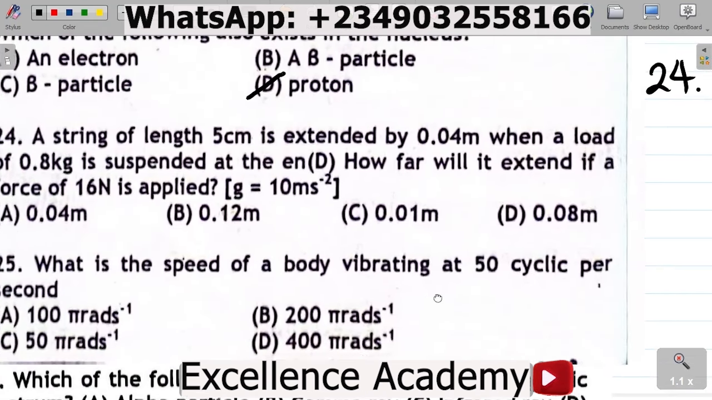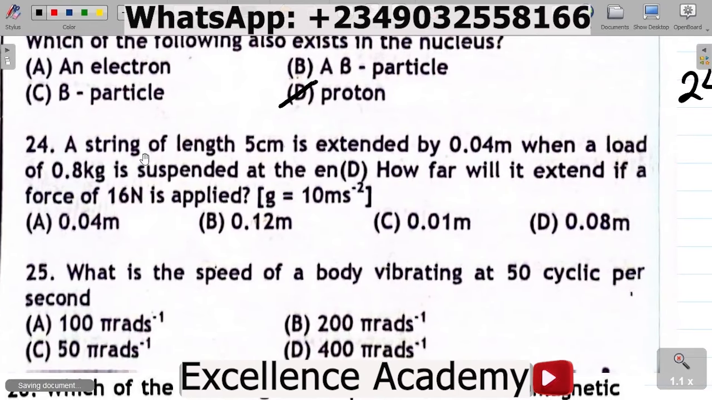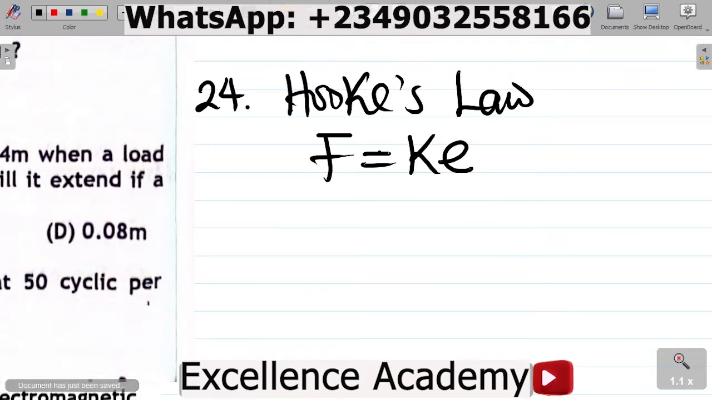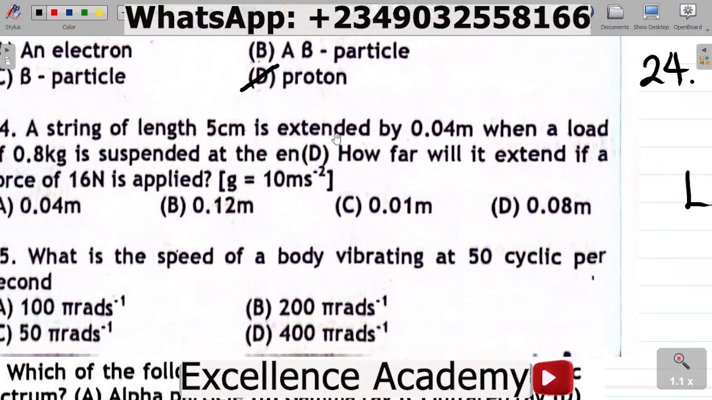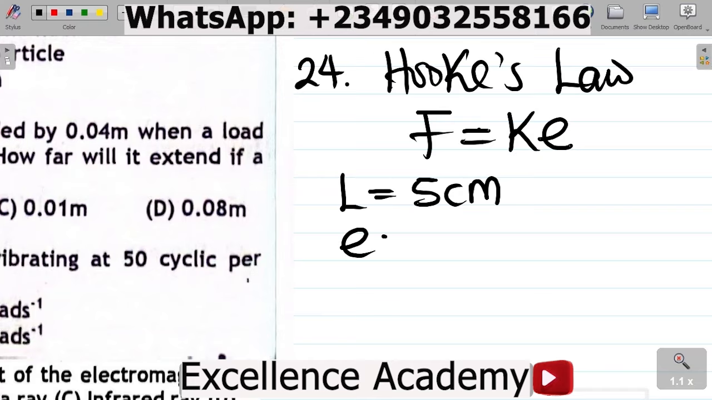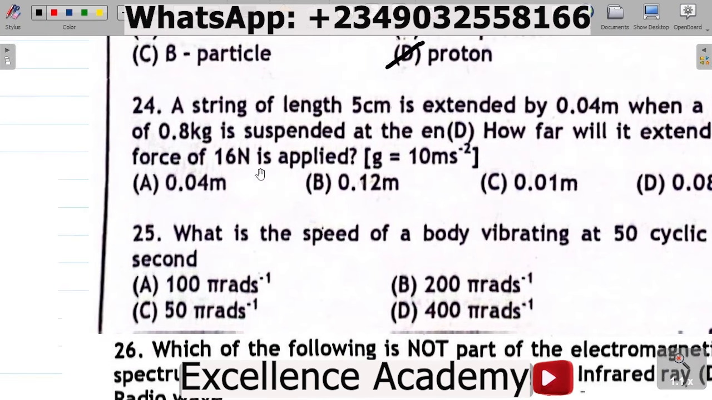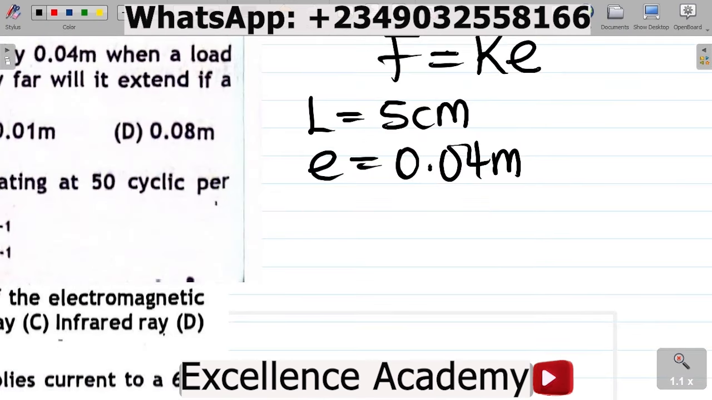Now, coming back to the question, let's pick out values. They said a string of length 5 cm. So you're given length L equal to 5 cm. Perhaps we need to convert. Next, they said it is extended by 0.04 meter. So extension e is equal to 0.04 in meters. When a load of 0.8 kilogram, so load, let's call the load force. So load or force are used interchangeably.